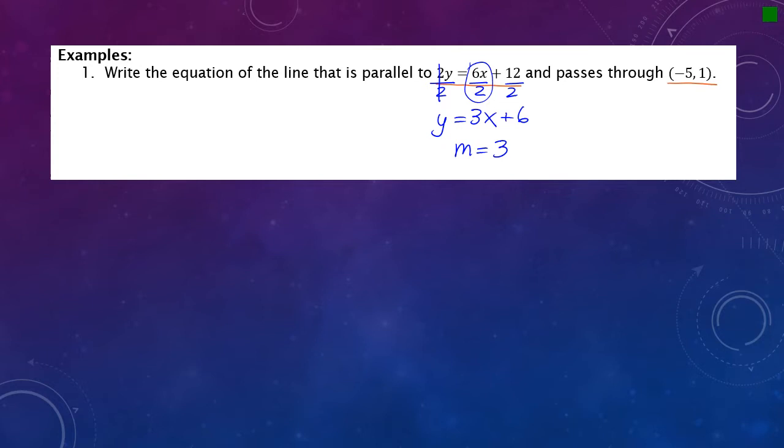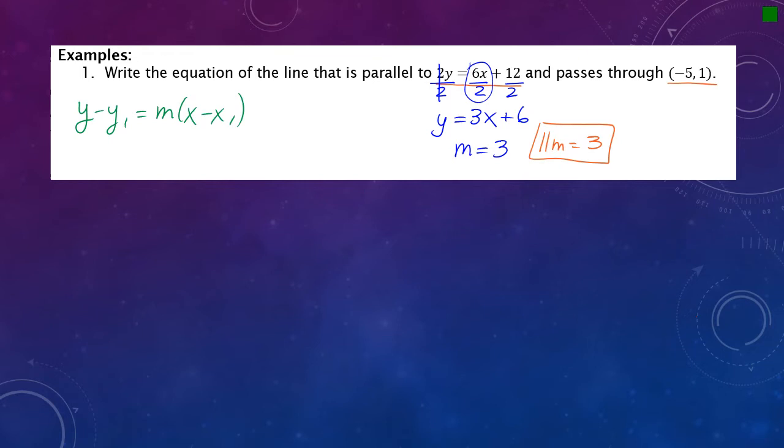but I'm looking for a line parallel. So I need to now identify the parallel slope. So the parallel slope, which is the one I'm going to be using, is also 3, because when two lines are parallel, they have equal slopes. So now I can move to setting up my point slope form. So just as a reminder, in case you forgot, point slope form looks like this. y minus y1 equals m times x minus x1.